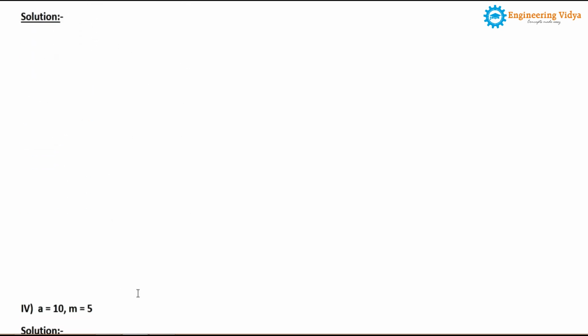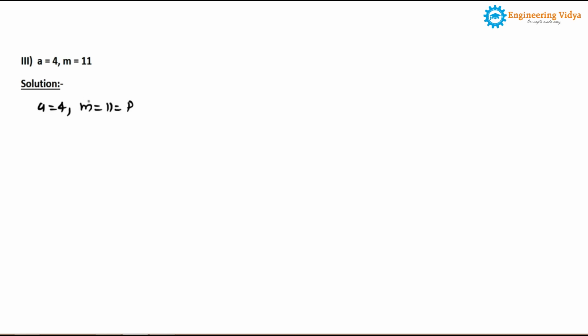In a similar way, we can solve problem number 3 also. In problem number 3, we have a equal to 4 and m equal to 11, right? Here a is 4 and m is 11, which is nothing but p. So here we need to calculate the Legendre symbol of 4 by 11.